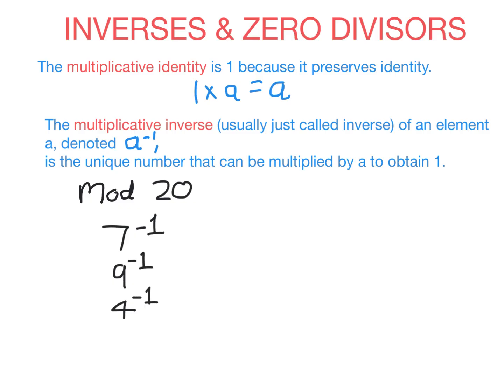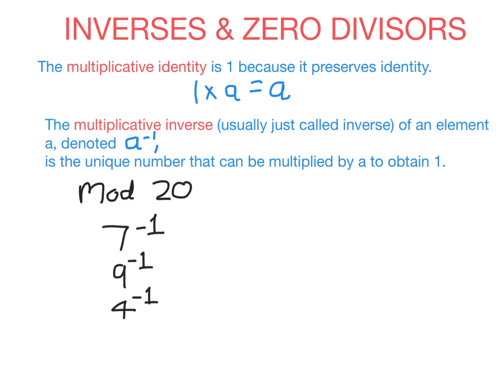We call it the identity because it preserves identity. If you times 1 by a number, you don't change the identity of that number. So a multiplicative inverse, and we usually just call it an inverse for simplicity, that's a number by which you can multiply in order to get the multiplicative identity of 1.